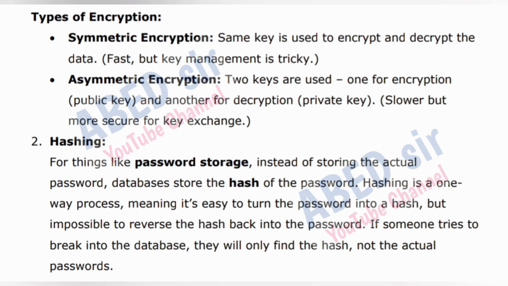2. Hashing. For things like password storage, instead of storing the actual password, databases store the hash of the password. Hashing is a one-way process, meaning it's easy to turn the password into a hash, but impossible to reverse the hash back into the password. If someone tries to break into the database, they will only find the hash, not the actual passwords.